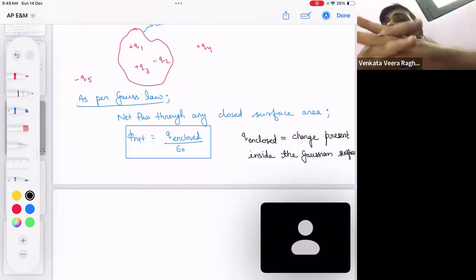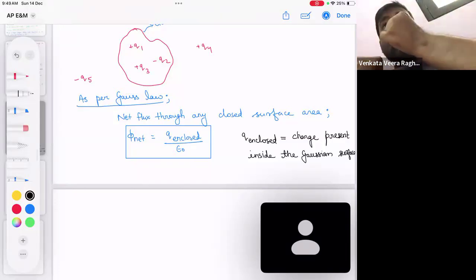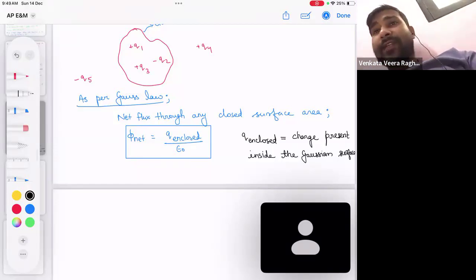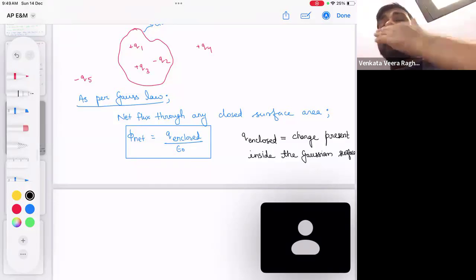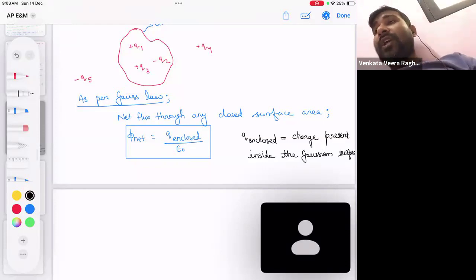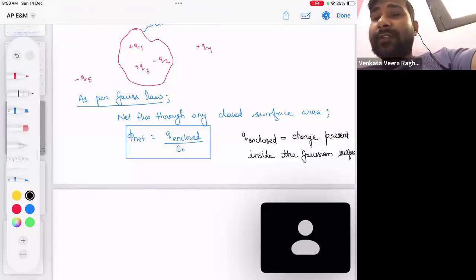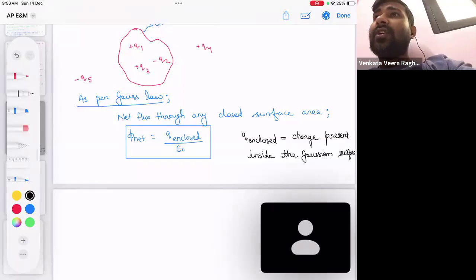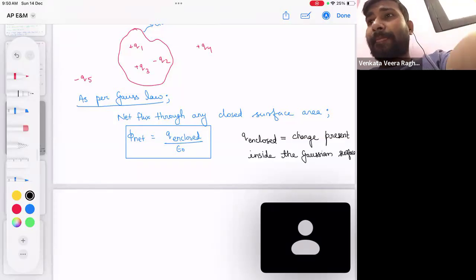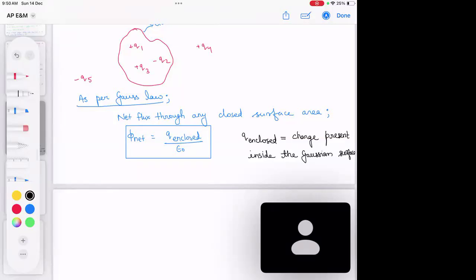The important thing about the charge is what amount of charge is within the Gaussian surface. What charge is outside doesn't affect the flux. Clear? The charge lying outside the Gaussian surface doesn't contribute to the flux calculation. Sometimes they will ask you theoretically: total flux through a Gaussian surface depends on inside charges, outside charges, or all the charges? Inside charges only.